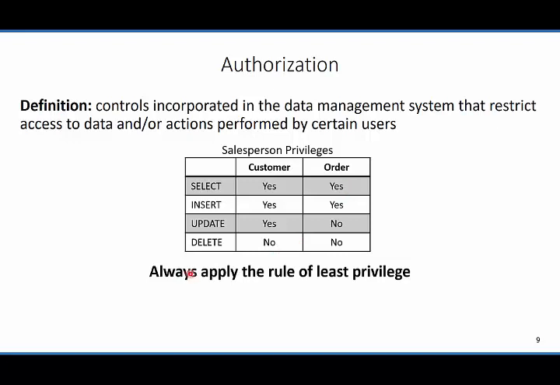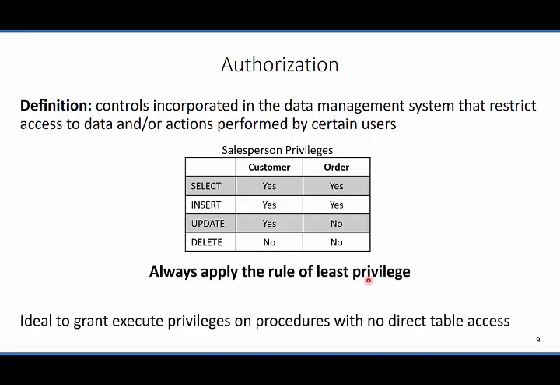What we want to do is make sure that we map out what all these user privileges could be, and we are going to apply the rule of least privilege, meaning that we don't want to give them more privileges than they absolutely need to accomplish their particular job. Another thing is to grant execute privileges on procedures. Those procedures that we've already talked about, if we can have all the users go through procedures rather than directly interact with the database, then it's going to be a much better way for us to have our database set up.